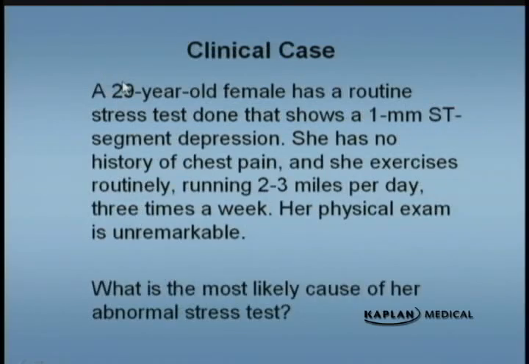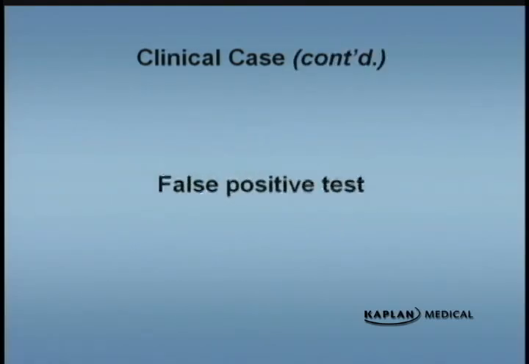Let's take a look here. A 29-year-old woman has a routine stress test that shows 1 millimeter of ST segment depression. No history of chest pain. She's exercising and running 3 times a week. Physical exam is normal. What is the most likely cause of her abnormal stress test? A 29-year-old woman that's a jock and can run. The chance that this test is real is essentially 0. It's going to be a false positive test. Why? Because she has no pretest likelihood of disease.